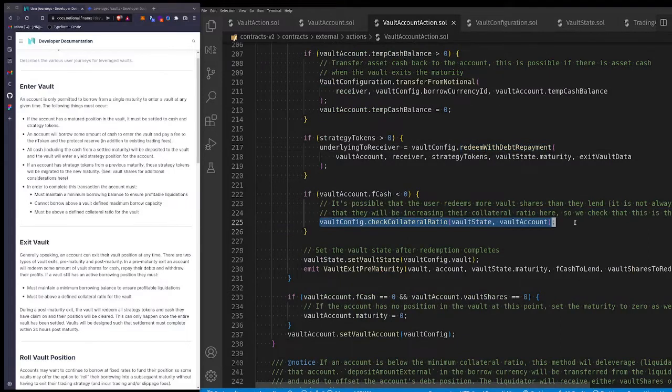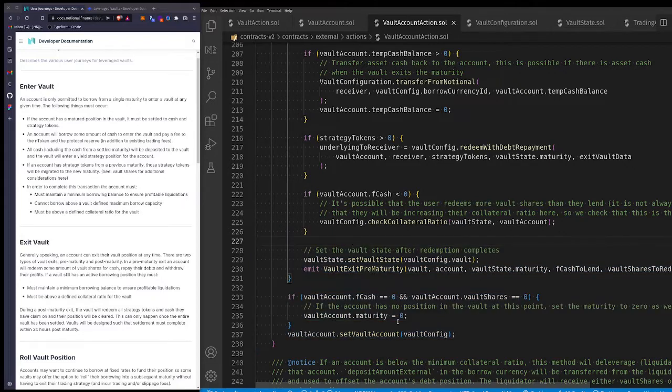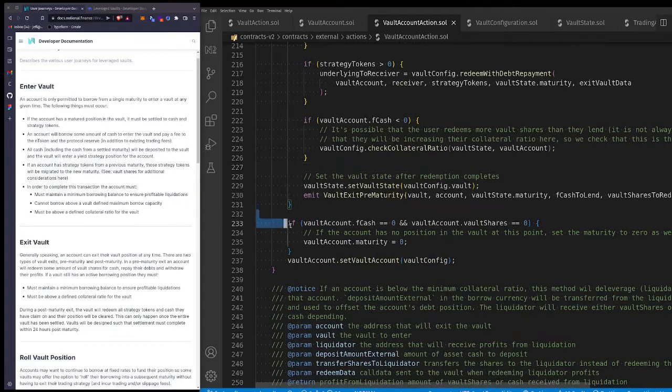Again, we'll check the collateral ratio here. It's possible, right, that a user can redeem more assets than they repay debt, so we ensure that they stay within a safe range. And after this, we'll just set a bunch of data. If the account has no position here, we'll actually clear its maturity before we set it.